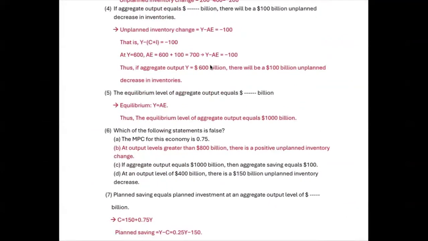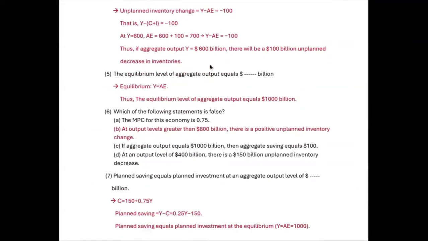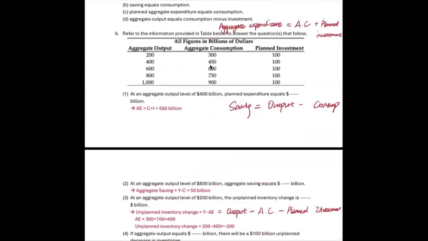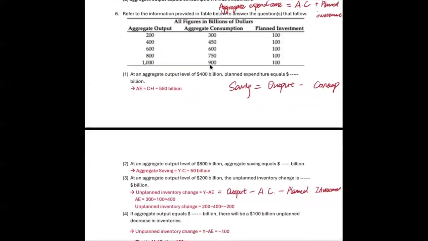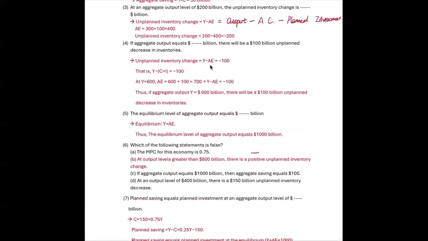And 6, which of the following statements is false? B is false, because if you calculate, this is a negative unplanned inventory change. Only when the output level goes to 1,000 is there zero unplanned inventory change. All output below 1,000 would get a negative unplanned inventory change.